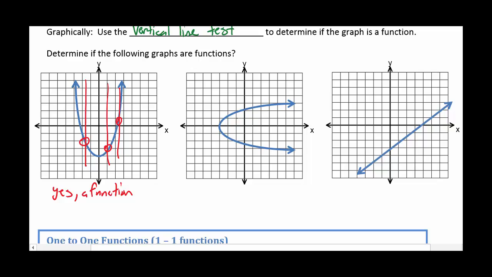Okay, in this next example, you can see several places where we can draw a vertical line, and it's going to cross more than once. So we say out loud that it fails the vertical line test and it is not a function.